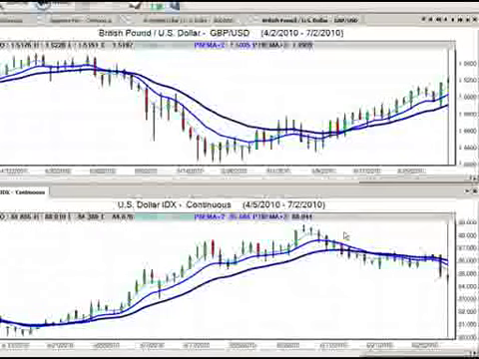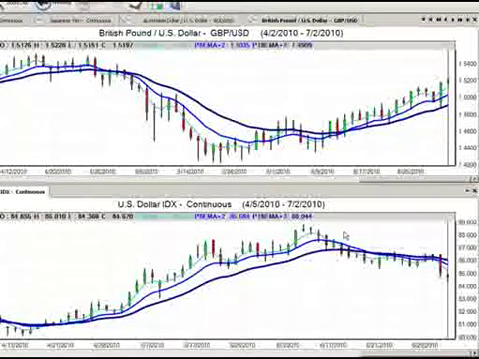Now the British pound makes up 11.9% of the US dollar index. It's the third biggest currency in that index. So again, it's a driving factor. So far we've got euro strength, yen strength, and pound strength, all affecting this US dollar index, and that's why we've been putting out these signals for the last little while.